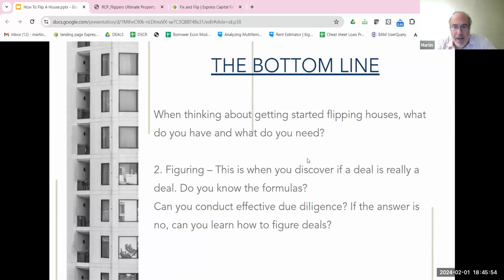Number two is figuring out if your deal is really a deal. Do you know the formula? I discussed ARV. I discussed as is. You want the as is to be the same or higher than your purchase price. Can you conduct effective due diligence? Again, it's your contractor, it's your property inspector. And if the answer is no, then try to figure out how you could do a deal. Partnering up with somebody with experience is a great way to do it.